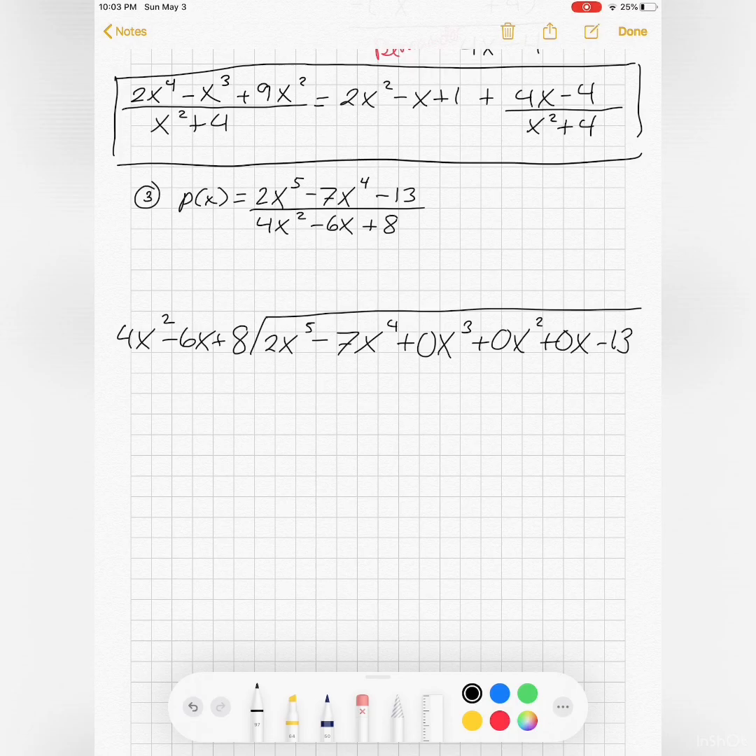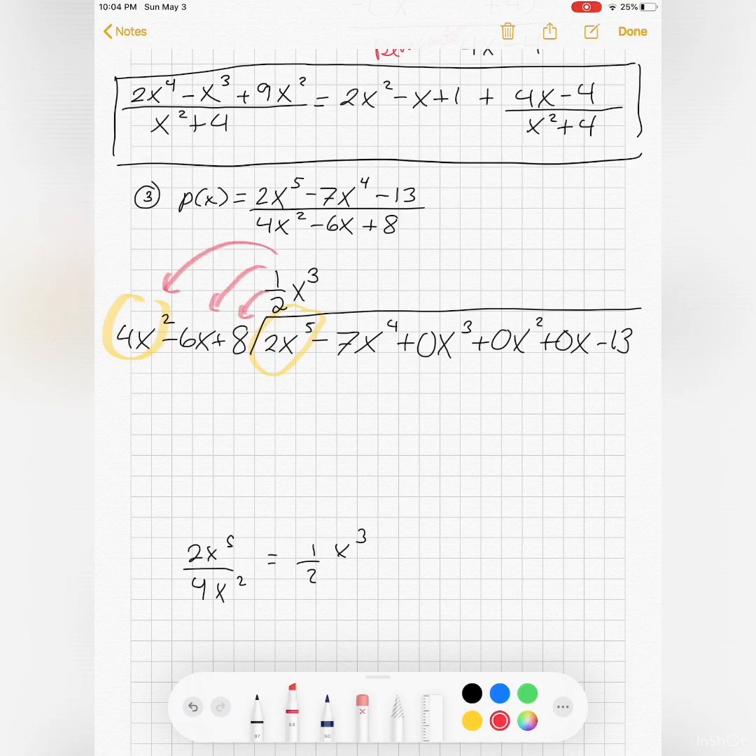Okay, so let's give this a try. Okay, so 2x to the 5th divided by 4x squared, that'd be a half x cubed. Okay, multiply that down. Okay, so let's see, scratch work here. I have to do a half x cubed times 4x squared. That'd be 2x to the 5th.